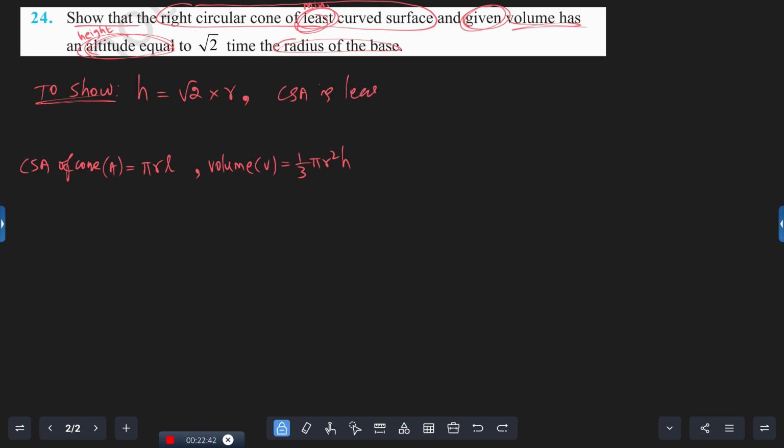That is also you have to say. Least means minimum. So two things you have to say: CSA of the cone is least, as well as h is equal to root 2 times r. Two things you have to do here. Okay, we'll go step by step.